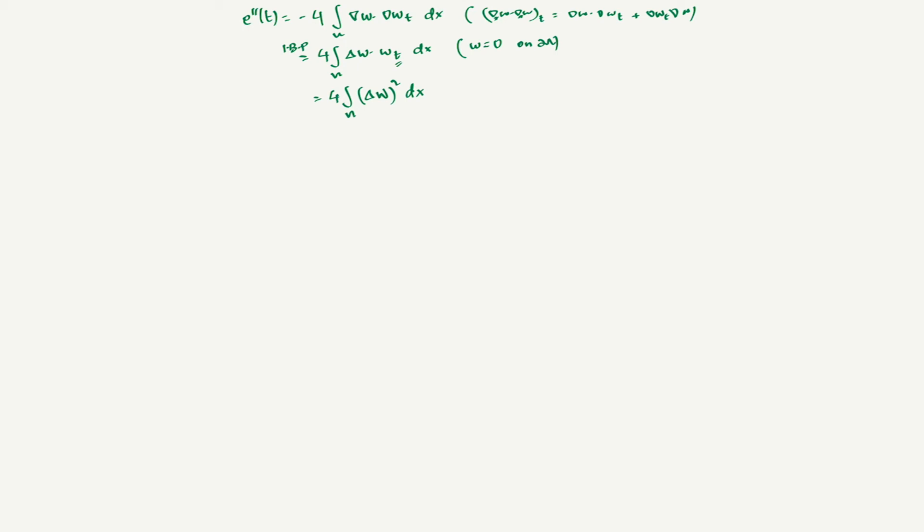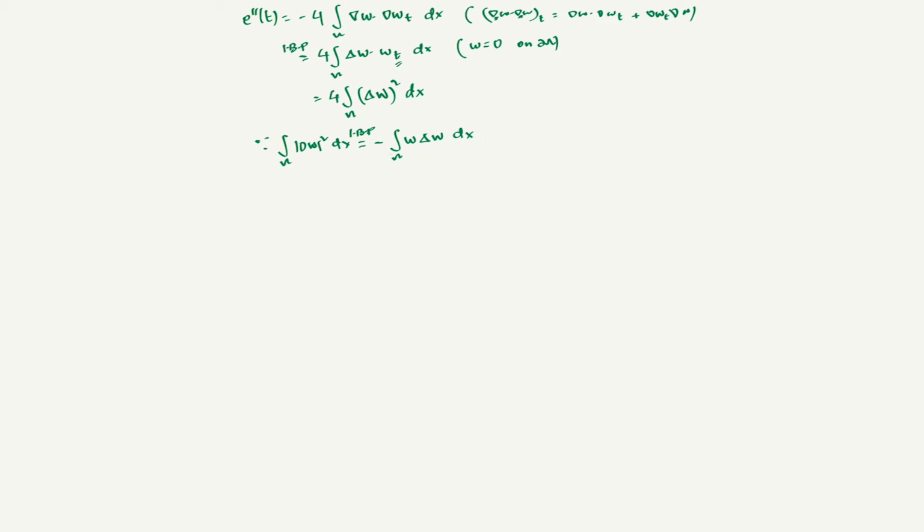This is what we are going to get, e double prime of t. Now therefore, what do we get? Therefore the integral over omega of the gradient of w squared dx is equal to, let's say, the integral of w Laplacian of w dx, which is what we got last time. If we write it from integration by parts, we get this because w is 0 on the boundary.